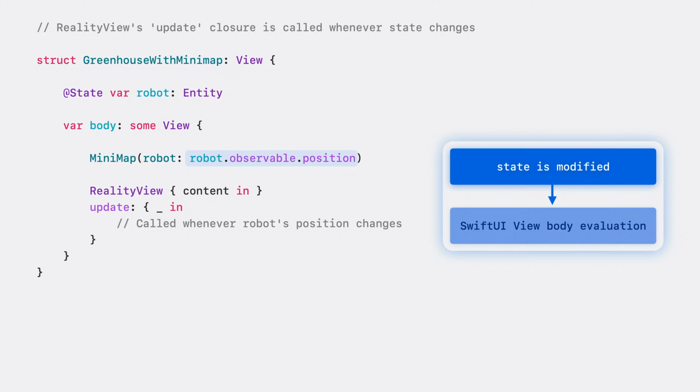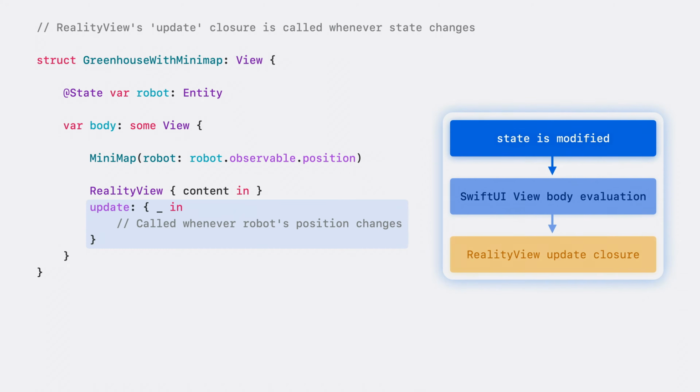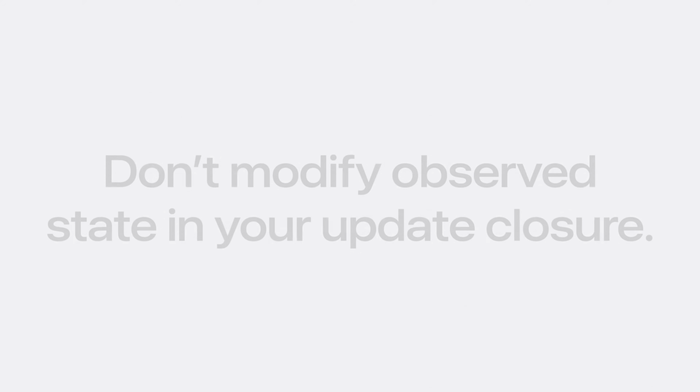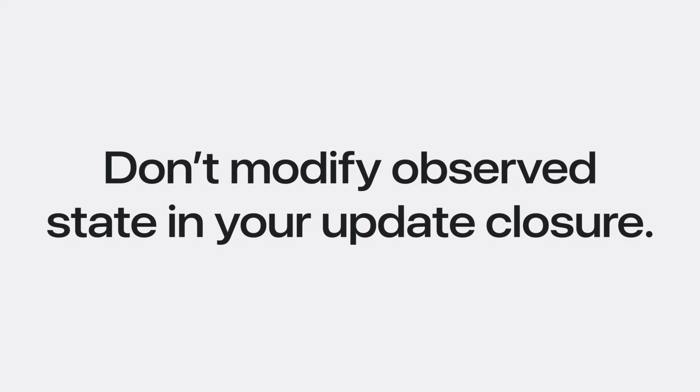RealityView has some special behavior. Think of its update closure as an extension of the containing view's body. SwiftUI will call the closure whenever any of that view's state changes, not only when state that is explicitly observed in that closure changes. Here, in my RealityView's update closure, I'm changing that position. This will write to the position value, which will cause SwiftUI to update the view and rerun its body, causing an infinite loop. To avoid creating an infinite loop, don't modify your observed state within your update closure.